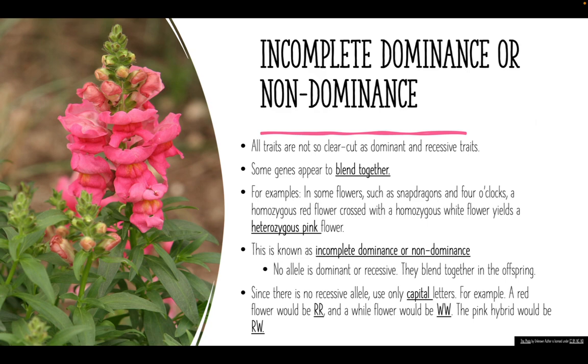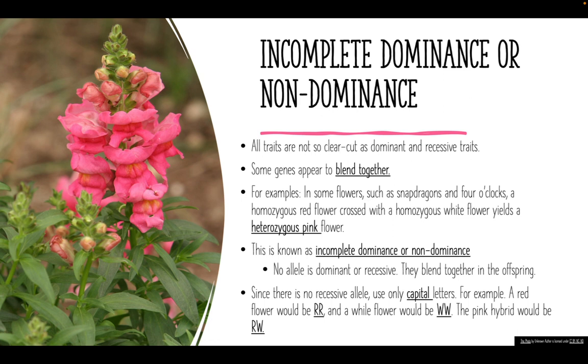So we have this thing called incomplete dominance or non-dominance. And so all traits are not as clear-cut as dominant or recessive traits. Some genes do appear to blend together. For example, such as snapdragons or four o'clocks, a homozygous red flower crossed with a homozygous white flower will yield a heterozygous pink flower. And this is known as incomplete dominance or non-dominance. And so no allele is dominant or recessive. They actually will blend together.